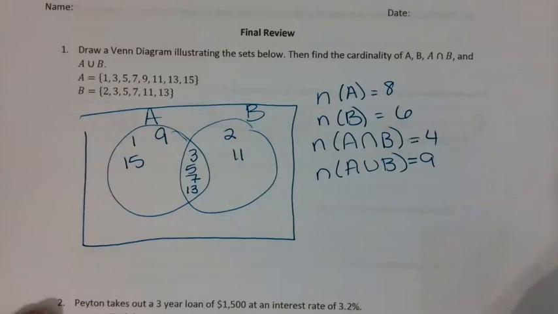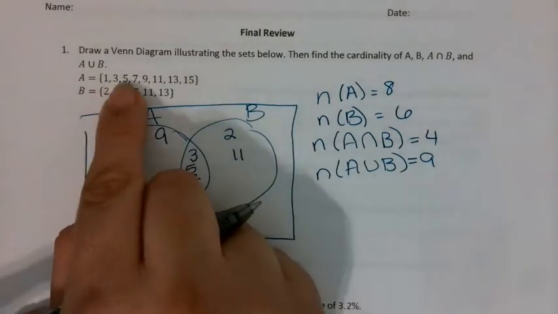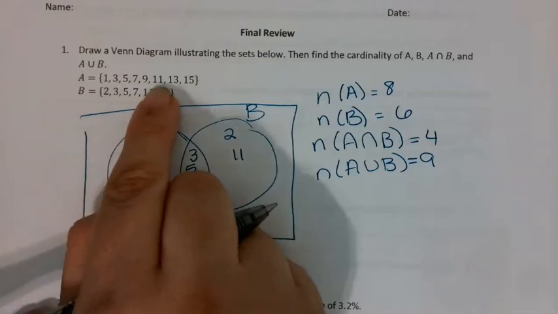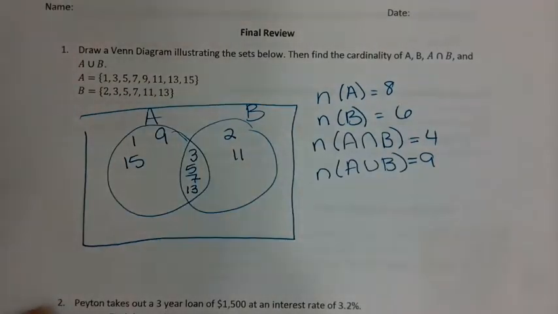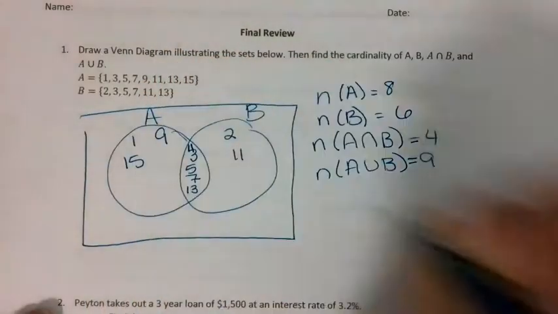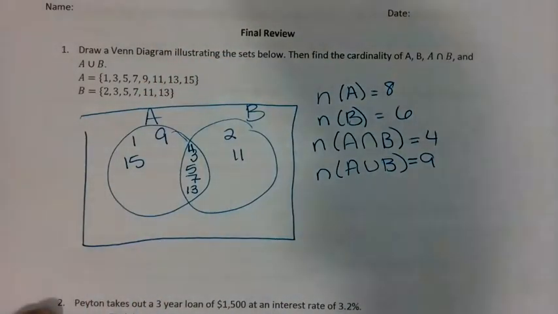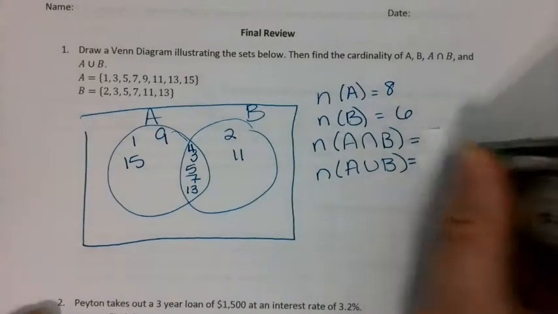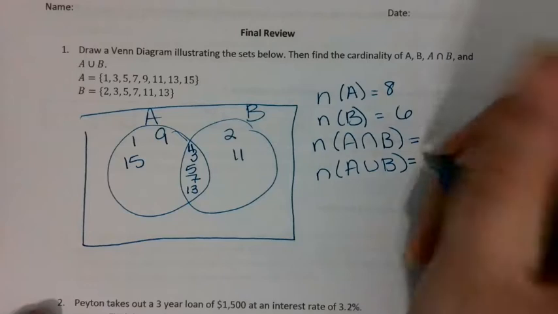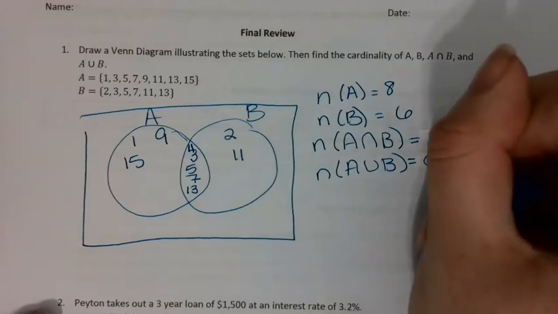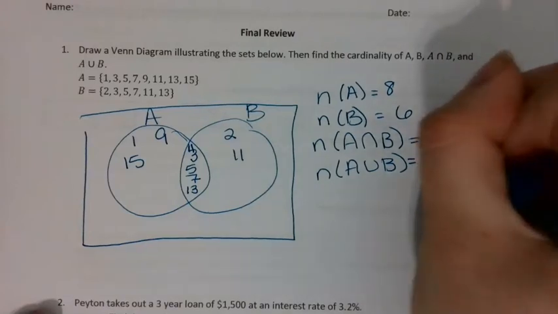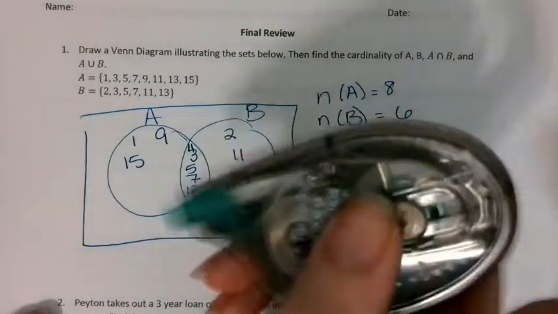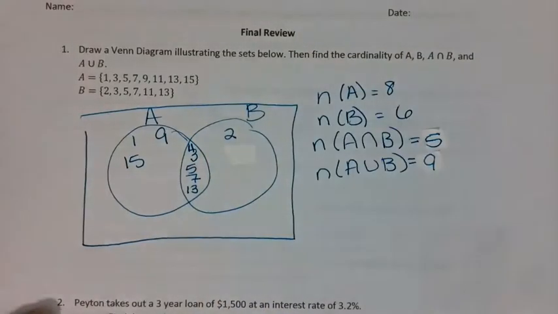I've counted A wrong then. 1, 2, 3, 4, 5, 6, 7, 8. What? Oh, 11 was an overlap. So... Wait, 9 was right. 5. Okay.